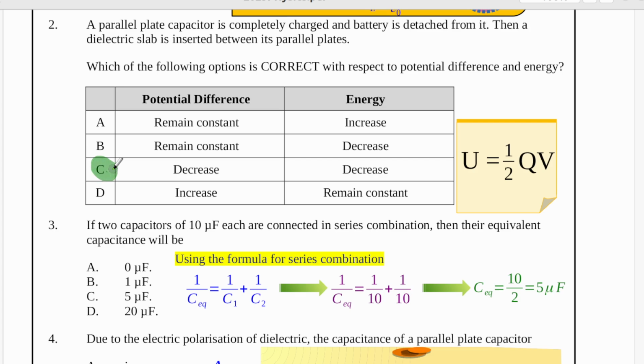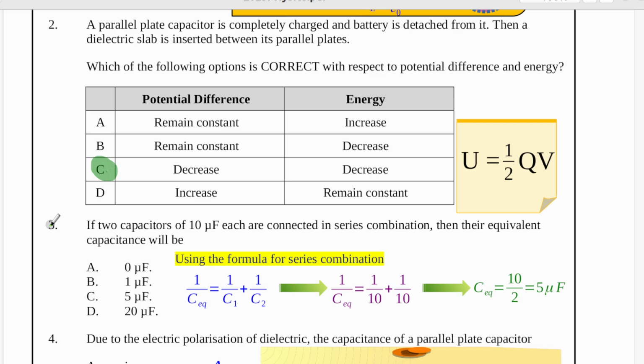This is the option I have fixed because in the previous year they mentioned that the energy remained constant, but that is not correct. The correct option is that both potential difference and energy decrease. So the correct option is option C.